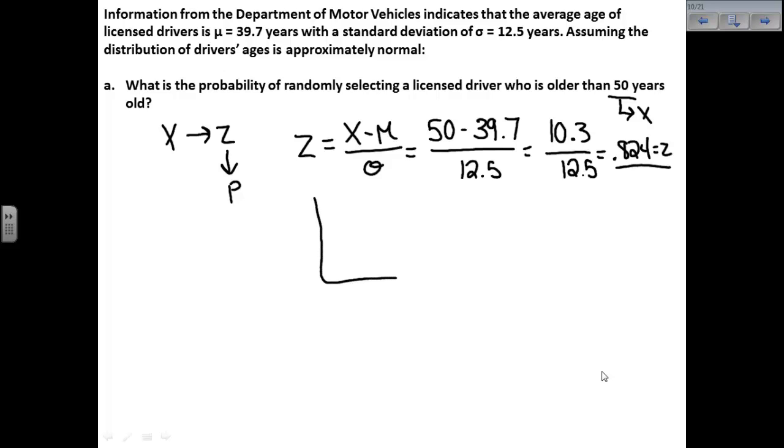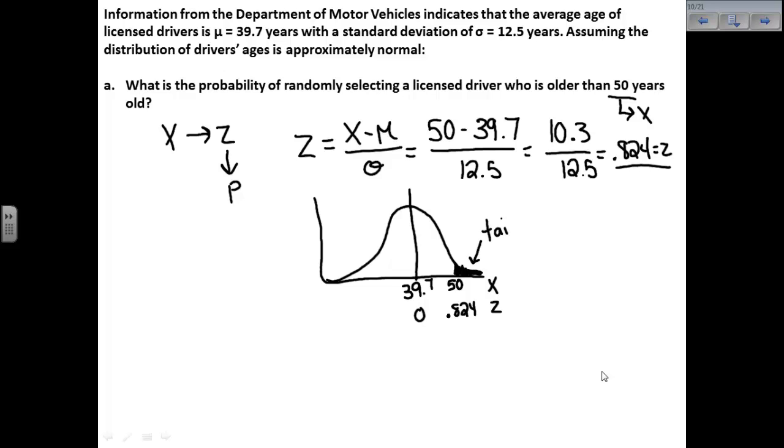So if we draw this out, because we need to know if we're looking at a body or a tail, I'm going to put my x and my z values here. So the mean in terms of the raw score is 39.7. We know that has a z-score of 0. And we're looking for the probability of randomly selecting a licensed driver who's older than 50. So in this distribution, 50 would be roughly here. And we just found out that the z-score for that is 0.824. And older than 50 would look like this. So do you think this is a body or a tail?